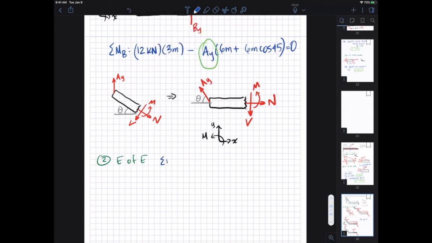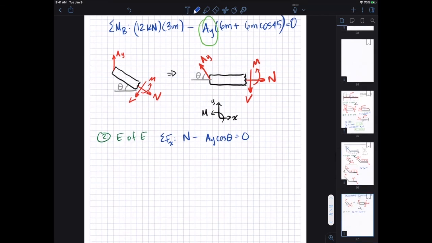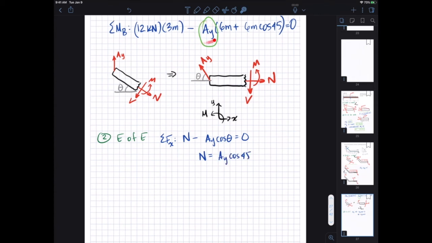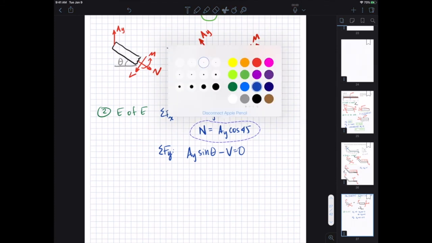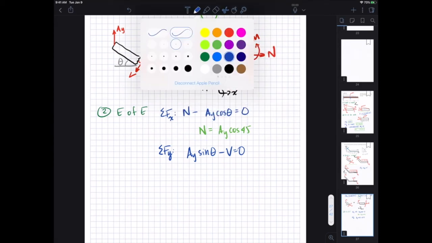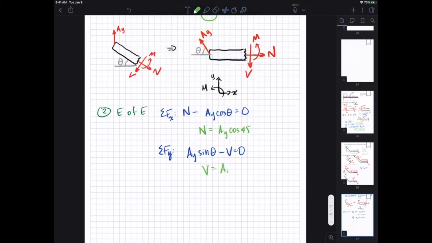So sum of forces in the x direction, N minus AY cosine theta. Do you see what I mean? How you just have to figure out what's going on with AY, right? So N, of course, will then just be AY cosine 45, AY being solved for up here. And then sum of forces y, AY sine theta minus V equals 0. So there's V. So we have the internal normal force, and our shear is equal to AY sine theta.